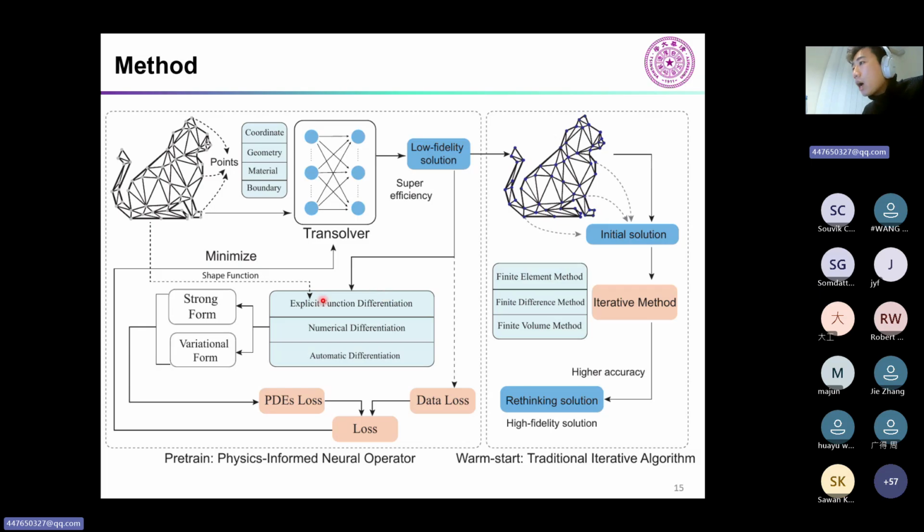For example, in our work, we call it the explicit function differentiation way. Using this way, we can get the derivative of the PDE. So we can use a strong form or energy form, whichever one you like. You can choose any one, and then you can get the PDE loss. If you have data, you will have the data loss. But in our framework, we only focus on pure PDE, no data. So we get the loss, and we minimize the loss, and we can train the parameters in the Transolver.